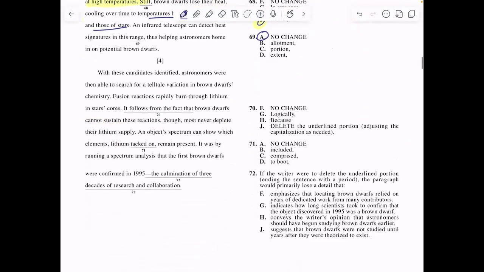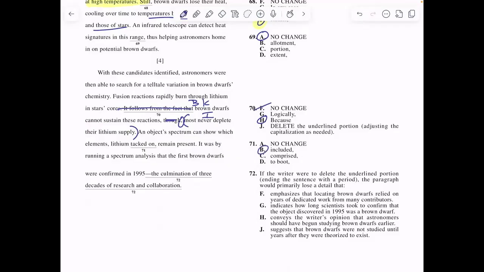Okay, 5 more. It follows from the fact that brown dwarfs cannot sustain these reactions, though most never deplete their lithium supply. So most never deplete their lithium supply is an independent clause. It's not F because that makes that independent. I would probably go because brown dwarfs cannot sustain these reactions, most never deplete. Yeah, that's right. Sorry. That would make that a dependent clause, and then we kept our comma and an independent clause.